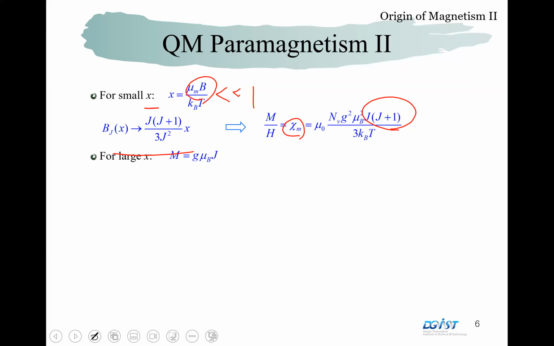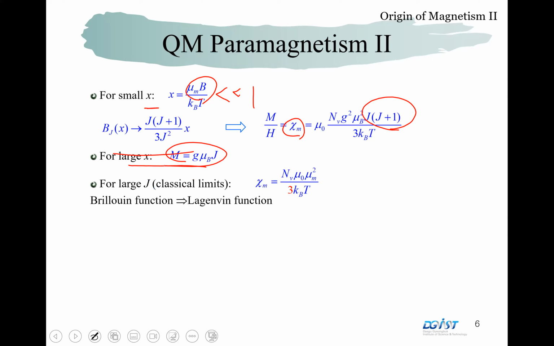For large x, it means the temperature is very low, or the magnetic field is very high. Then the magnetization is exactly proportional to J, the total angular momentum. So in the classical limit, we have such forms. Large J means the classical limit, and the Brillouin function is exactly the same as the classical mathematical one.